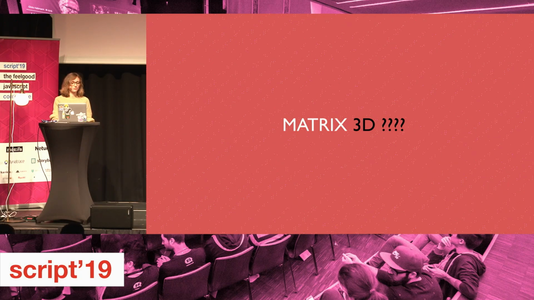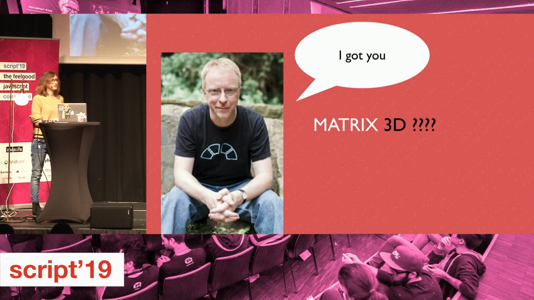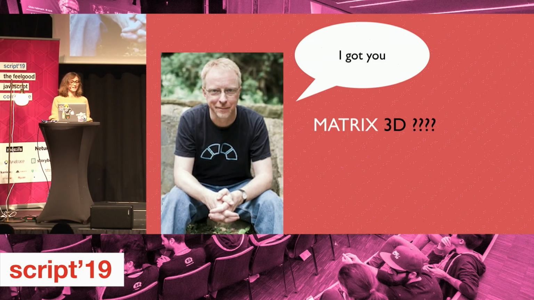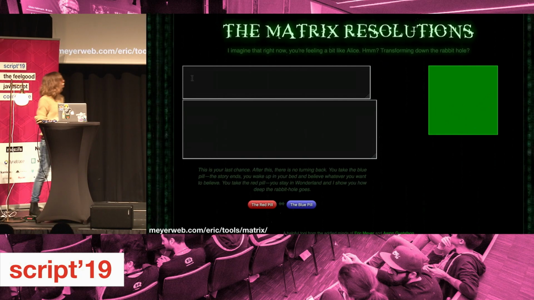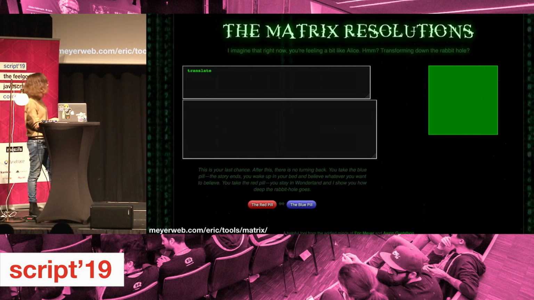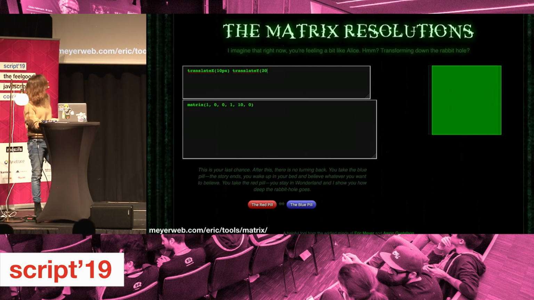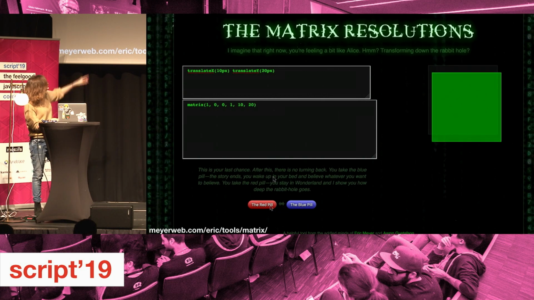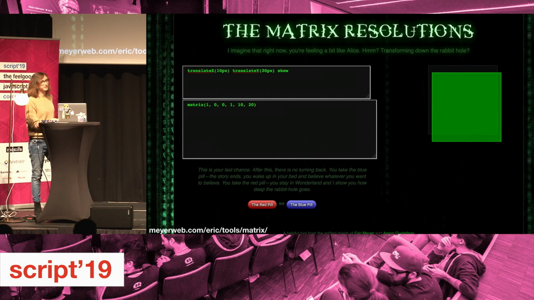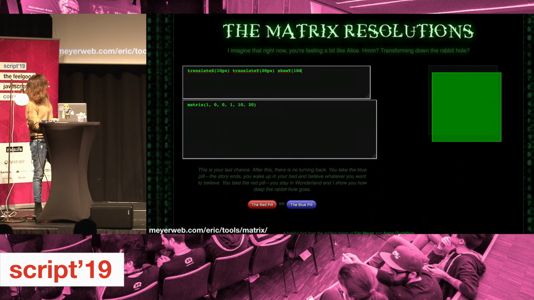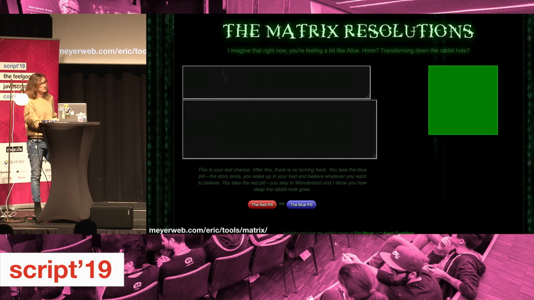It kind of reminded me of my computer graphics classes, but Eric Meyer got you. He built a little tool that helps you to understand matrix3d. That's a matrix resolution tool you can find on his website. What you can do there is add simple transforms, like a translateX and a translateY, and you need to spell it right. Then you can click the red pill and you get a matrix back. So that's pretty cool. You can also add other transforms and click the blue pill, and then it's all gone. And we're really sad.